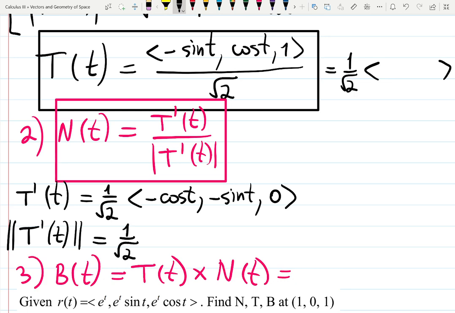One over square root of 2 times a square root. Again, you see, the minus or plus sign doesn't matter because the negative sign gets killed by the square root.